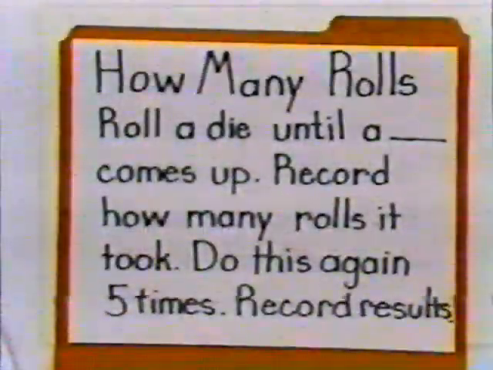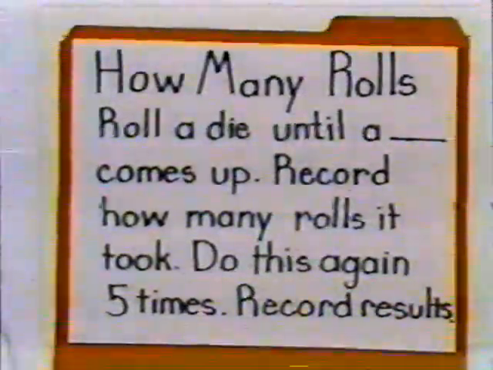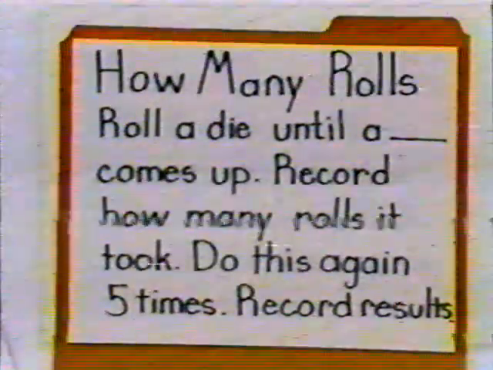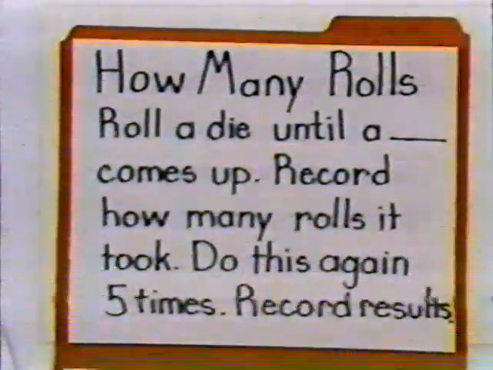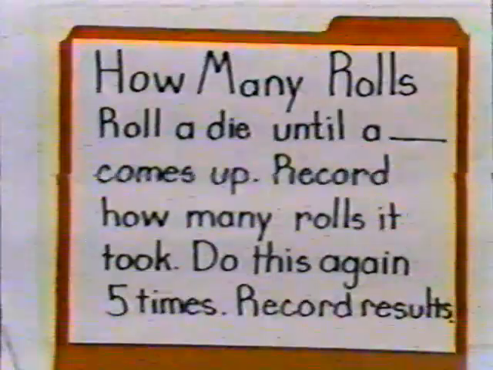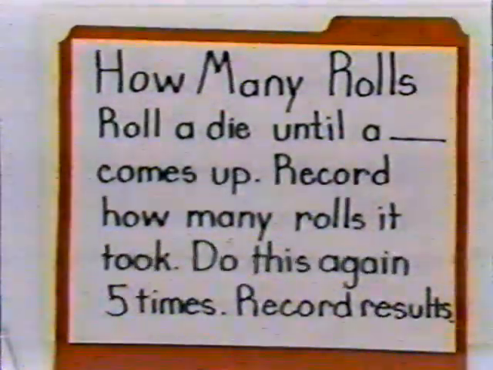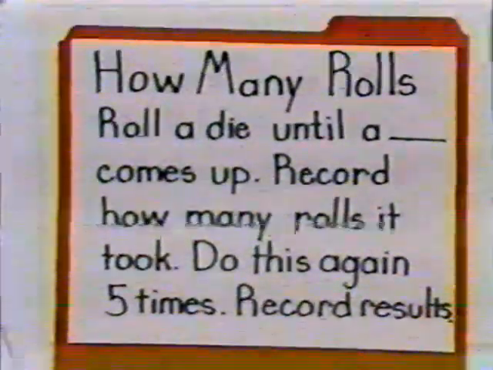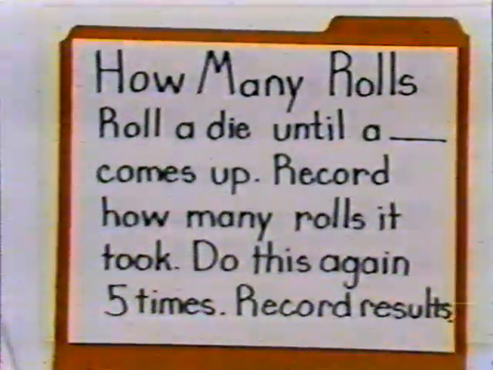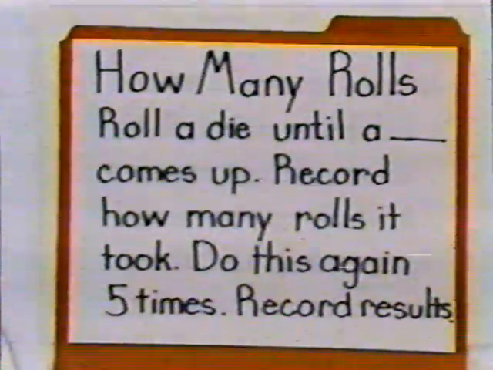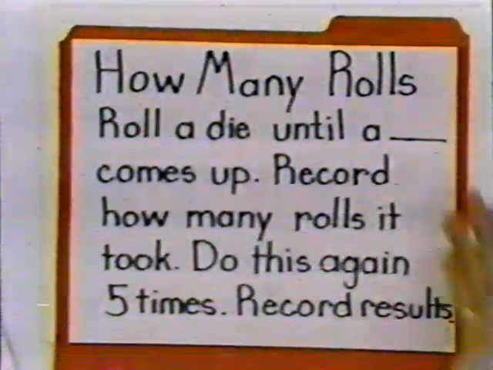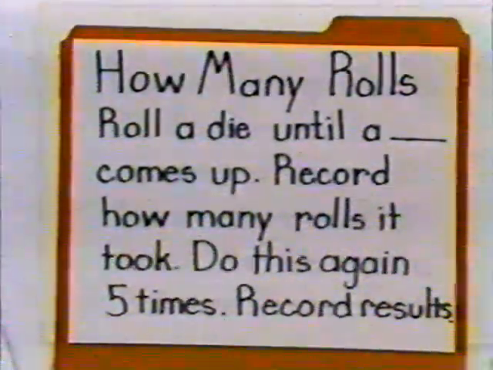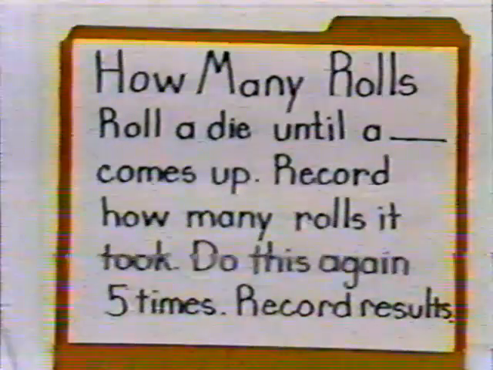My folder is open-ended so that I can use it for a number of different numbers. You roll a die until A, and I have left that open-ended, comes up. Record how many rolls it took. Do this again 5 times and record the results. I have it open-ended so that I don't have to make a folder for each, like 1 or 2 or 3. All I have to do is go in and fill in this line for whatever number. And so it is open-ended, and it can be used for 6 different numbers.